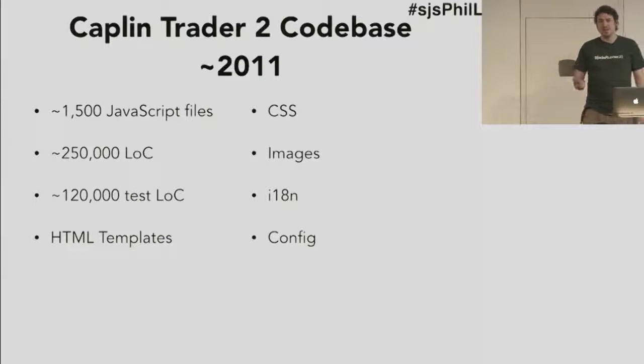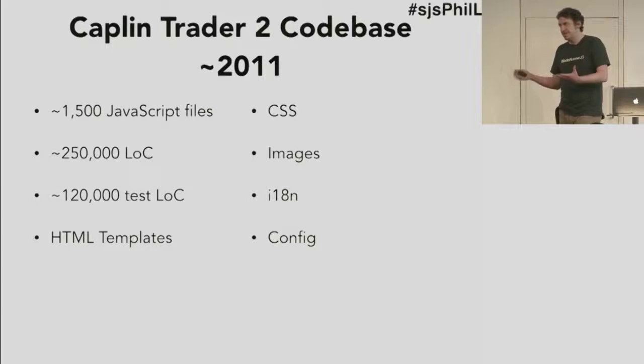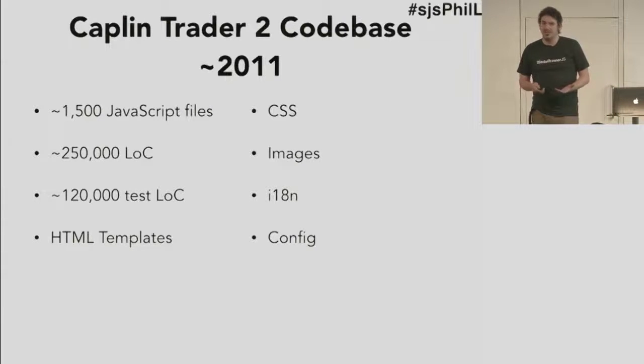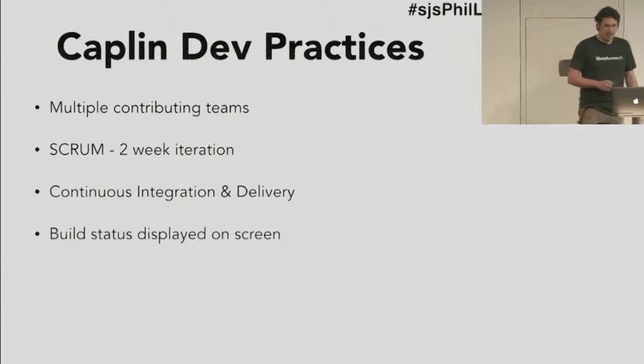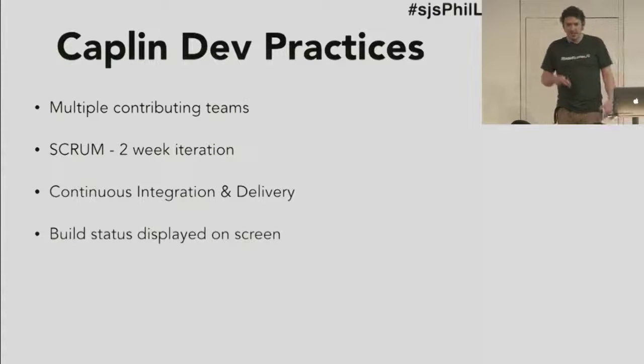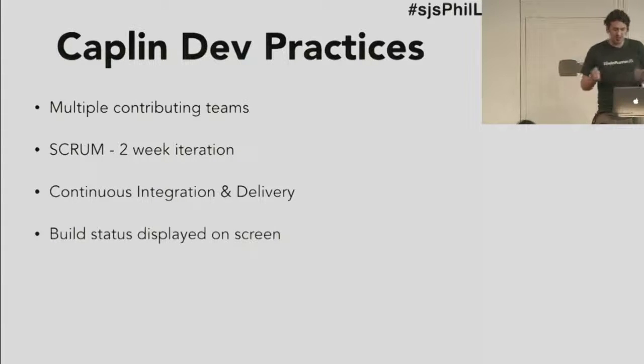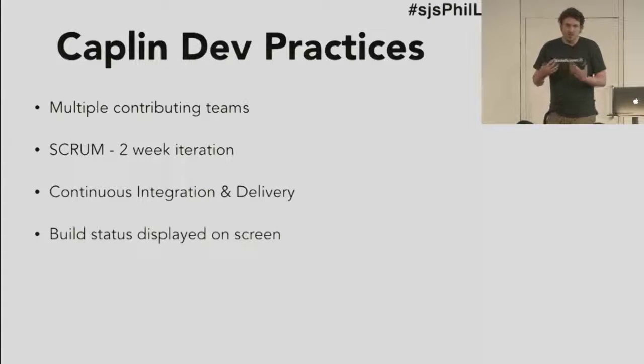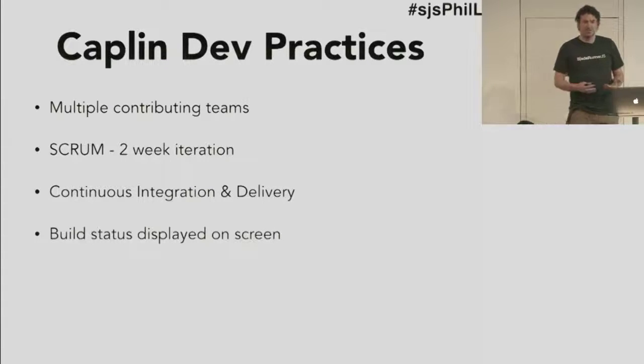So no matter how good a developer you are, the bigger an application, the more functionality you add to an application, the larger code base you're going to have. So you're going to need to deal with that. Now, our dev practices, even back in 2009, actually, were that we had multiple teams contributing to the same code base. We used Scrum. We had 2-week iterations. Every time we checked in, it kicked off a build process, so we had continuous integration. And at the end of that build process, we would have an asset that we could potentially ship.